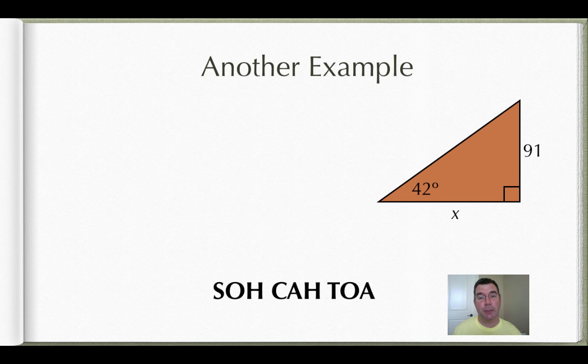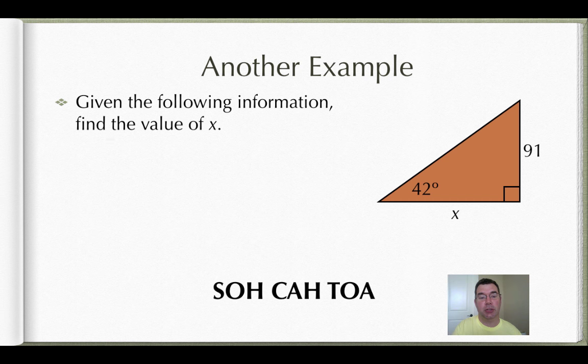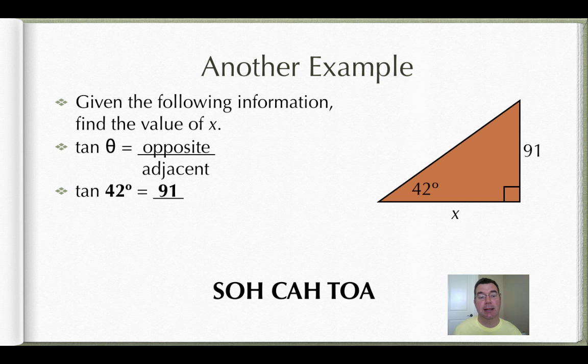So I'm looking for the triple at the bottom that has O for opposite and A for adjacent. Well, that's the TOA, and the T stands for tangent. So I'm going to use the tangent of theta, which always equals the opposite over the adjacent. Now that I have that written down, I can plug in the information that I need. The tangent of 42 degrees, which is my angle, equals the opposite, 91, over the adjacent, x.